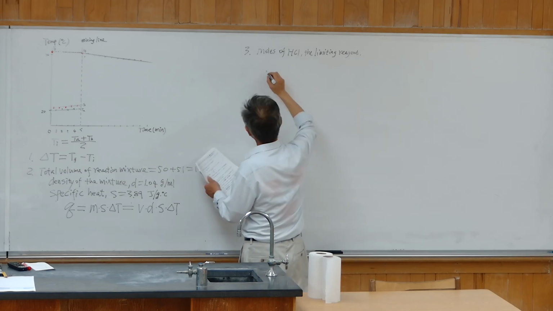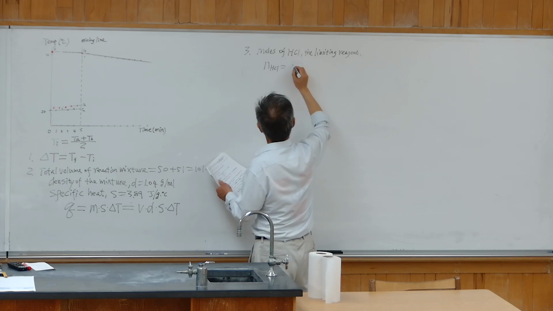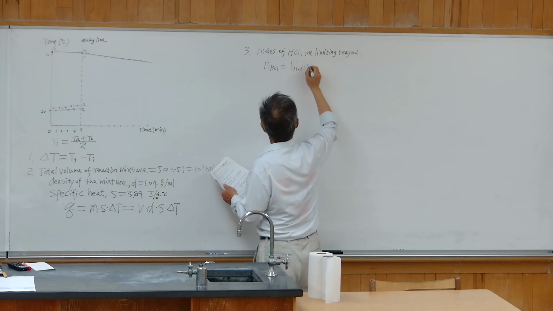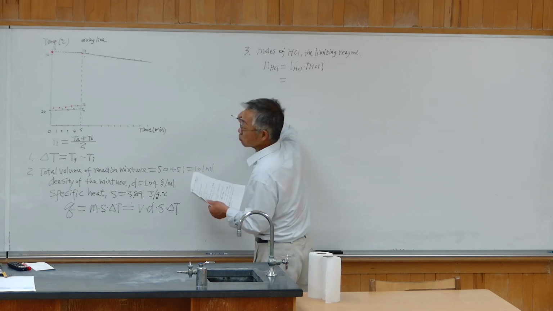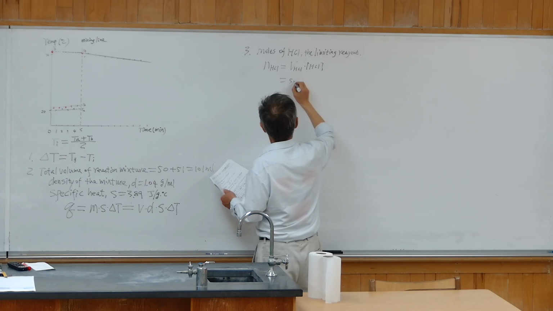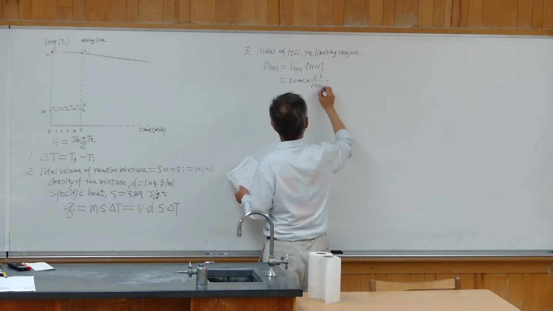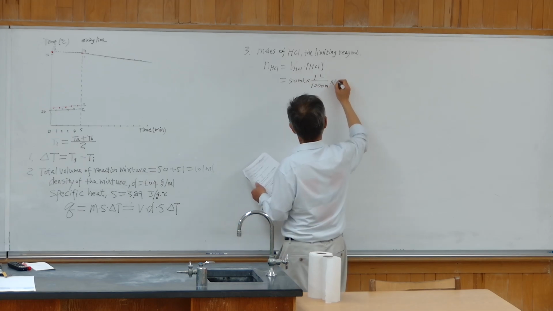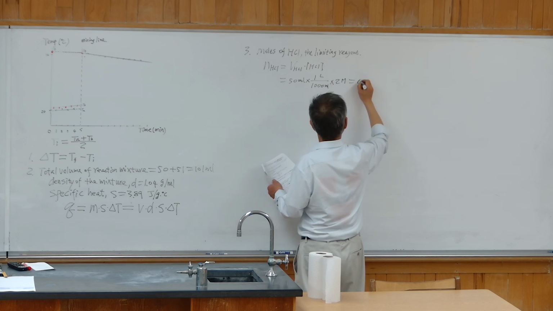So this mole equals to its molarity times its volume. Volume of HCl times its concentration. Volume is 50 milliliter. 50 milliliter converted to liter. 1 liter is 1,000 milliliter. And its concentration is 2 molar. Clearly, this gives you 0.1 mole.